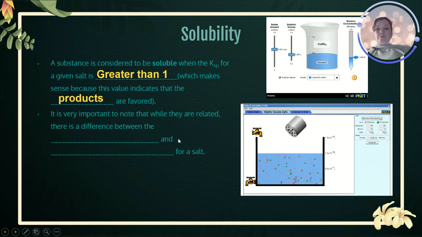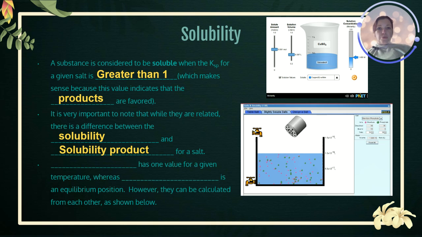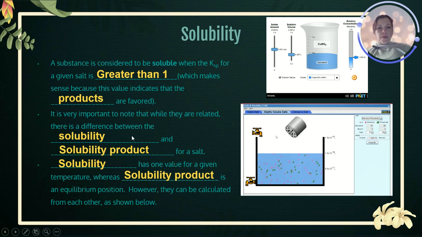It is very important to note that while they are related, there is a difference between the solubility and the solubility product for a salt. The solubility product is KSP. Solubility has one value for a given temperature, whereas the solubility product is an equilibrium position. However, they can be calculated from each other. I'm going to show you that in just a minute.